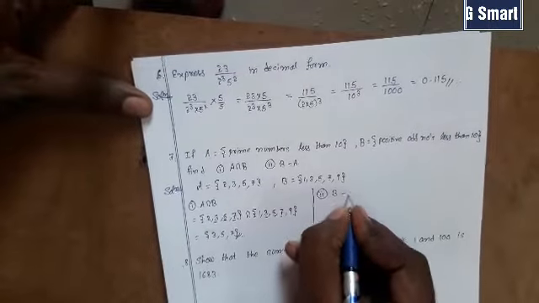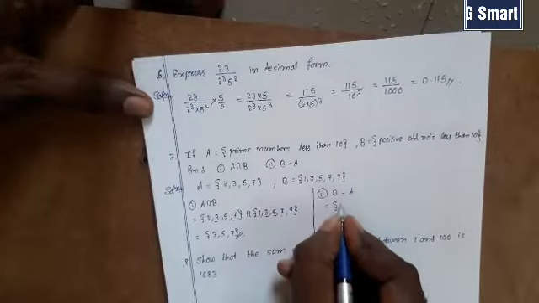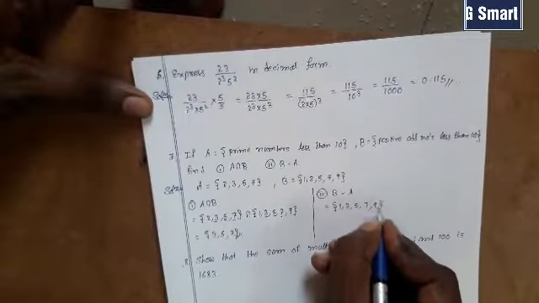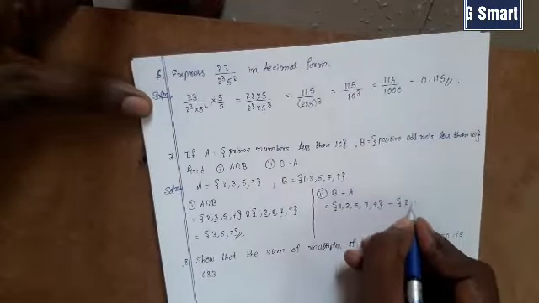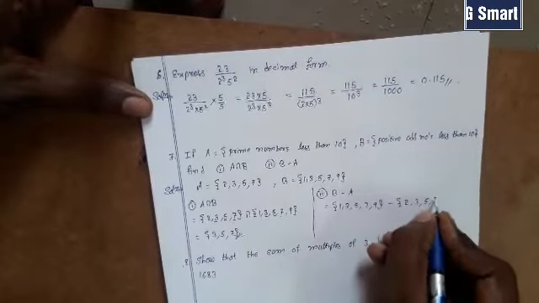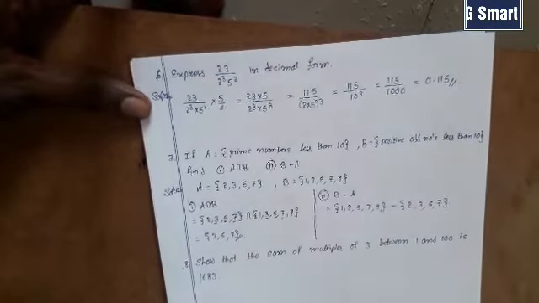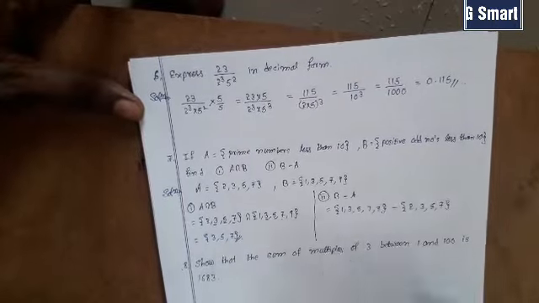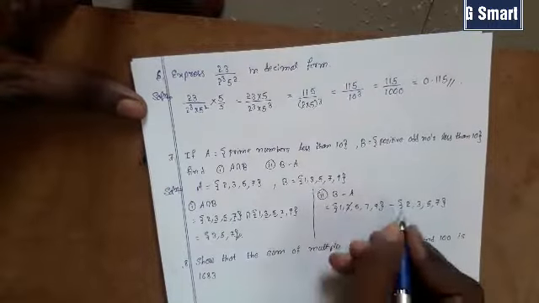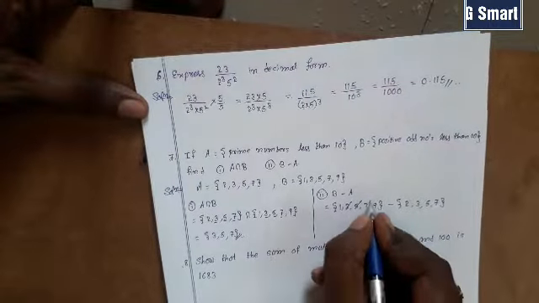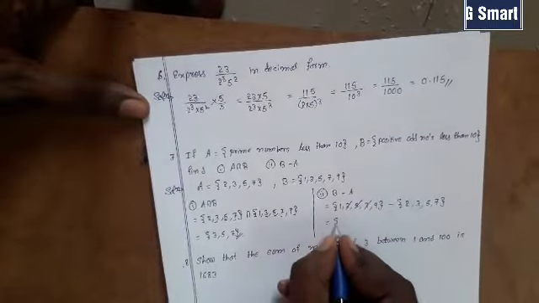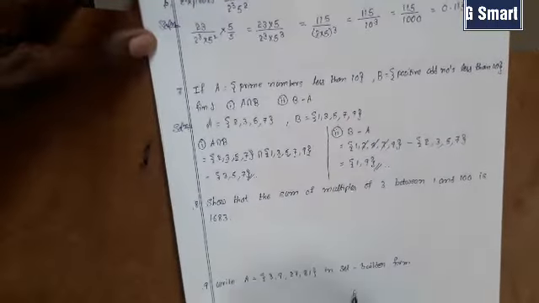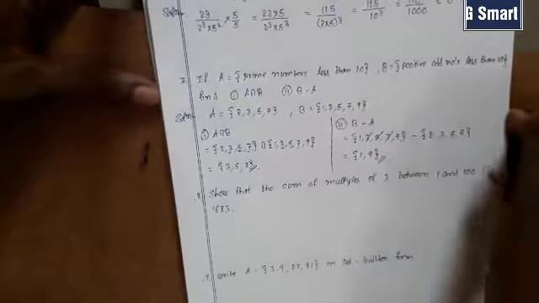The second one is B minus A. So B means 1, 3, 5, 7, 9 minus A means 2, 3, 5, 7. Now B minus A means the elements should be present in only B and should not be present in A. So let's check. 3 is there, so 3 cancels, 5 cancels, and 7 cancels. So the remaining elements are 1, 9, which are present in B. This is the answer. Now the 8th one.